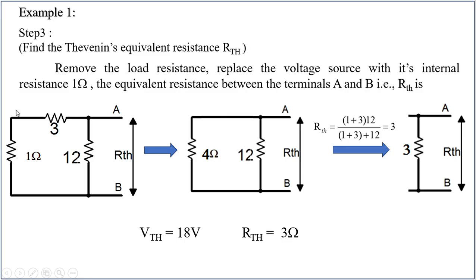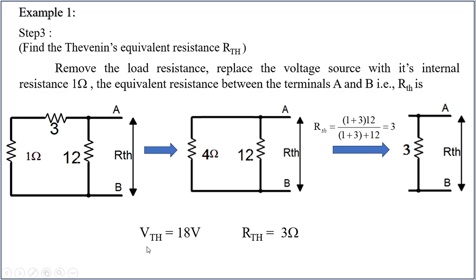Now if you observe the circuit diagram carefully, 1 and 3 are in series with each other. I can replace this 1 and 3 with one single resistor, 4 ohm. After doing so, this 4 and 12 are in parallel with each other. To find the equivalent resistance, I use the formula for two resistors in parallel: R1 into R2 by R1 plus R2, which is 4 into 12 by 4 plus 12. We get a 3 ohm resistor.